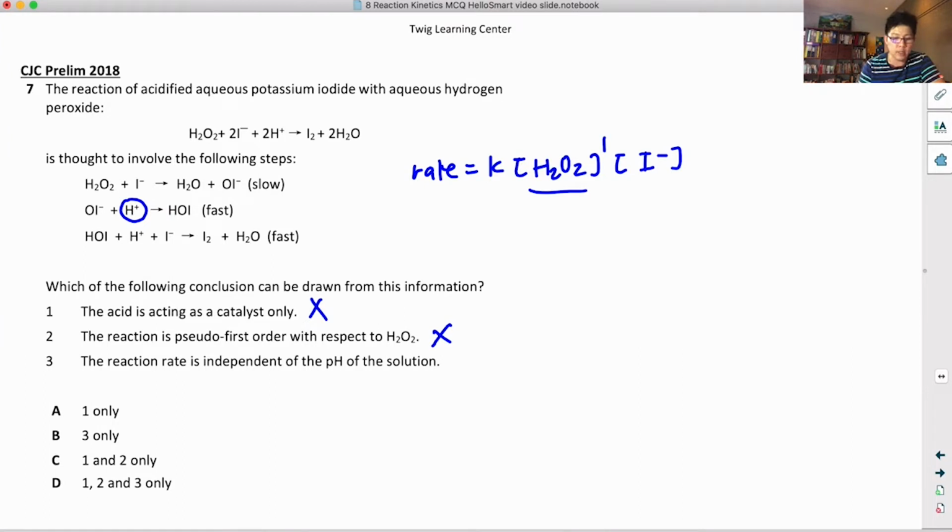The reaction rate is independent of the pH of the solution. So this statement is correct. Why is it correct? Because it's H plus here, but it's actually zero order with respect to H plus. So in fact, H plus doesn't affect the rate, so it's independent of the pH. So this is definitely correct, and the answer should be B.